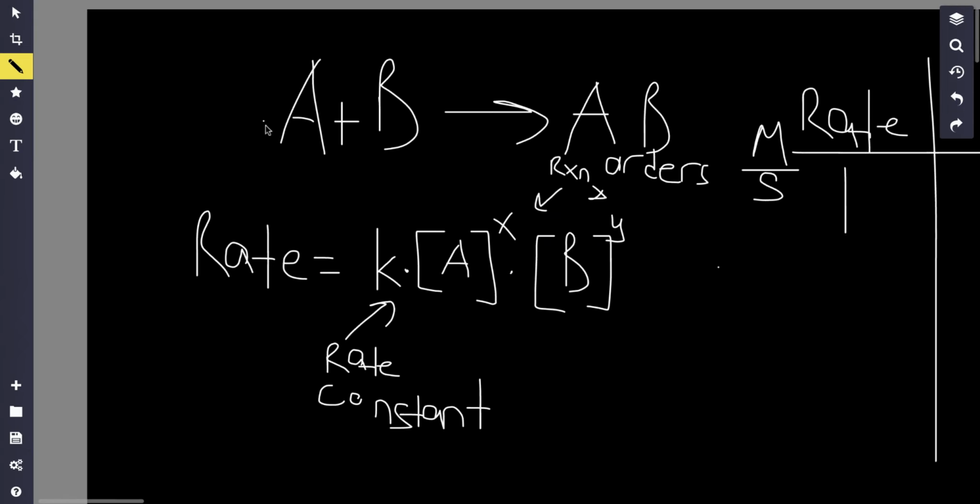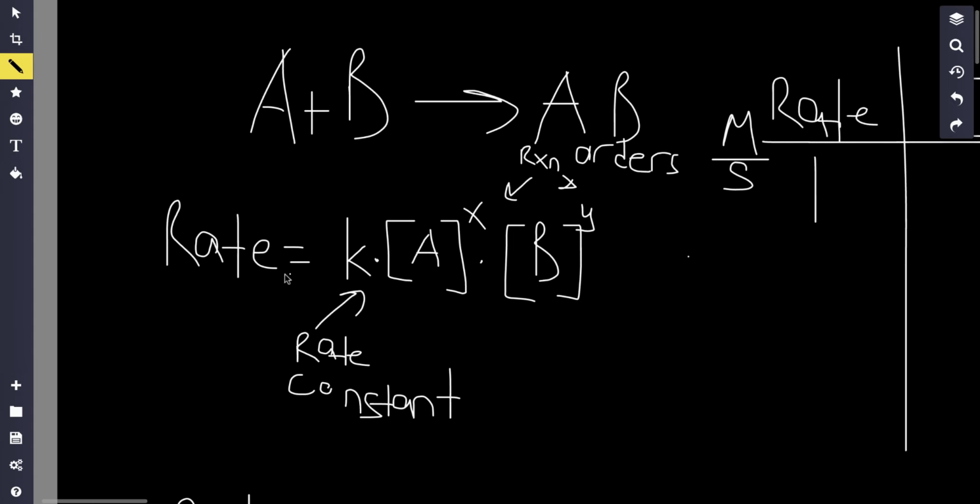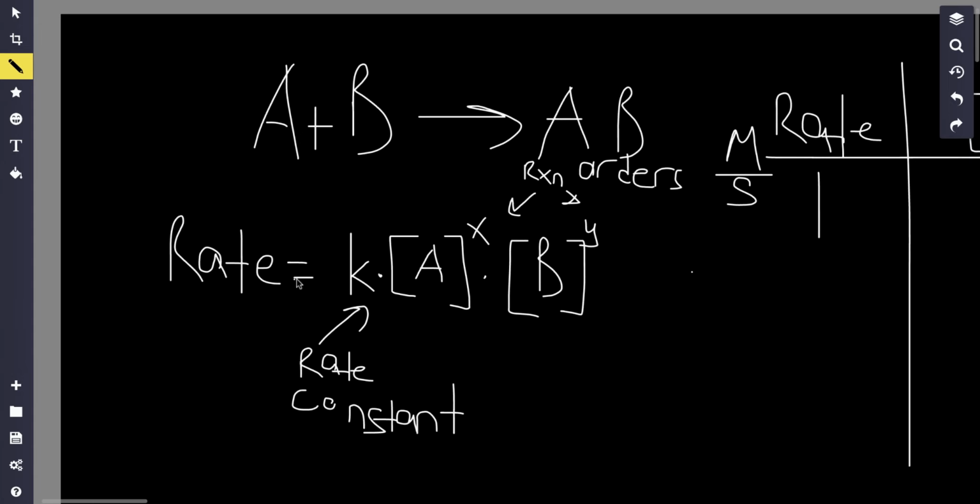Let's say we have a reaction where A reacts with B to form AB. Now the rate of the reaction, you can think about this as just how fast the reaction is going. And the rate of the reaction is going to be equal to K, which is a rate constant, multiplied by the concentration of A raised to the X power times the concentration of B raised to the Y power, where X and Y are our reaction orders.